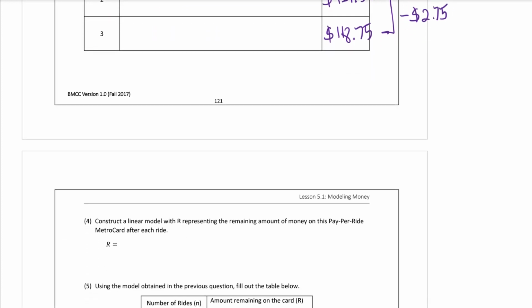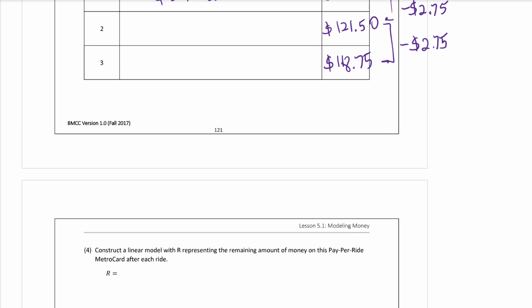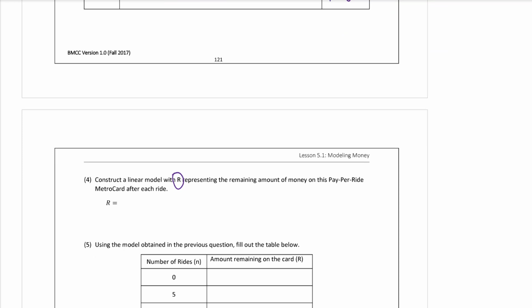So now if we try to write the equation for this, right? So think about this. It says R is the amount remaining after each ride, and I'll help you out a little bit. Let's use the letter N for the number of rides.